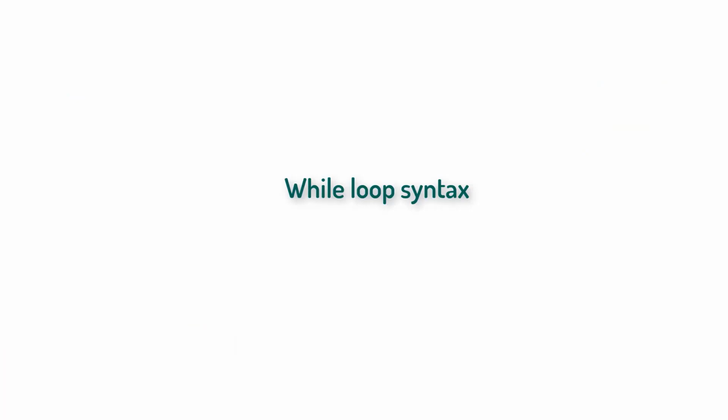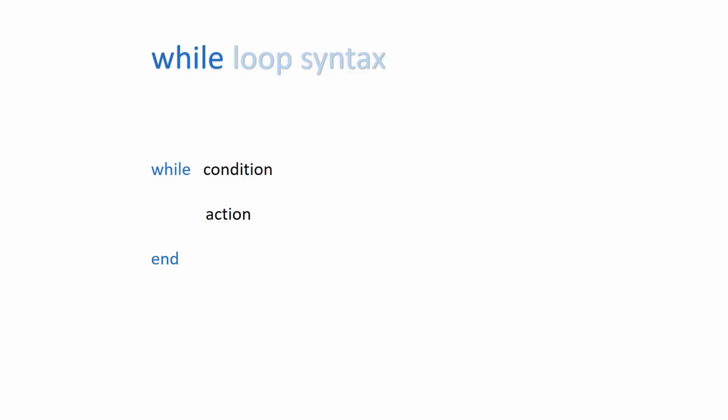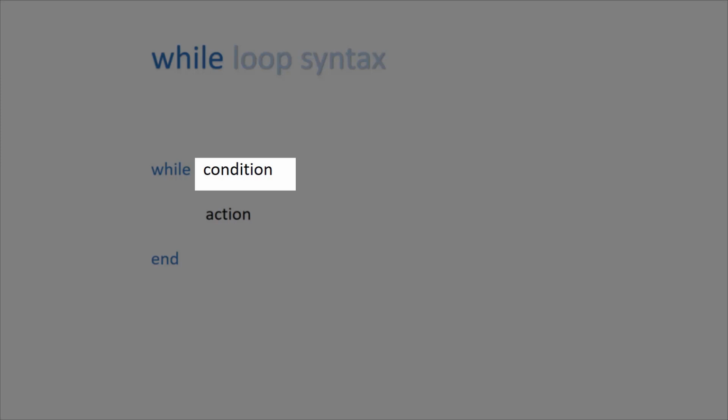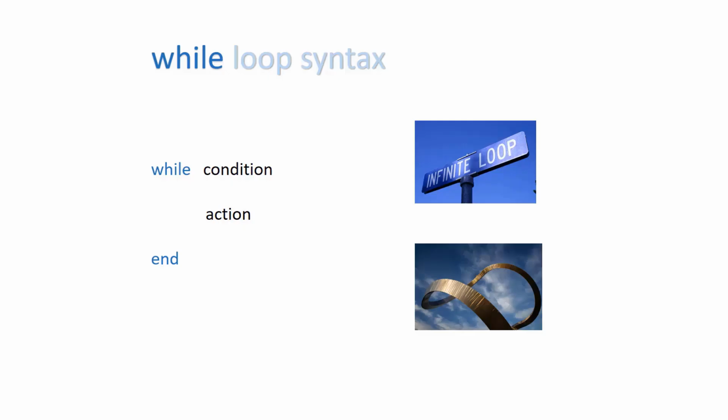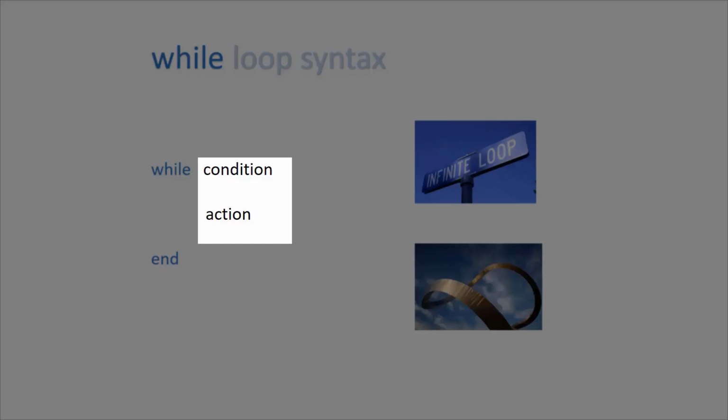All right, so let's move on to the while loop syntax. The while loop starts with setting a condition. So we say while condition, and if the condition is true, then the action gets executed. Now if the condition is always true, then we are in trouble. We'll be stuck in an infinite loop which keeps executing forever.